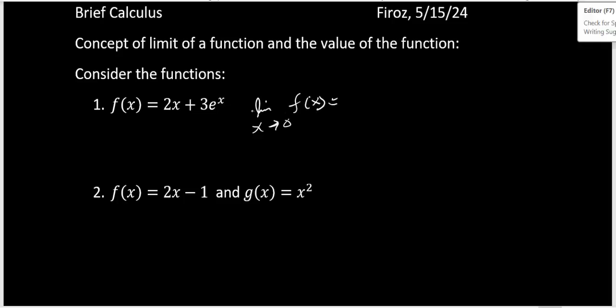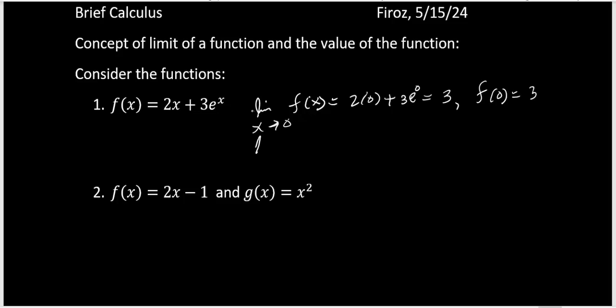So this one will be 2 times 0 plus 3 times e to the 0. So 2 times 0 is 0 and 3 e to the 0 is 3. So my limit is 3. And then the value of the function, if you see at 0, will be same as 3.